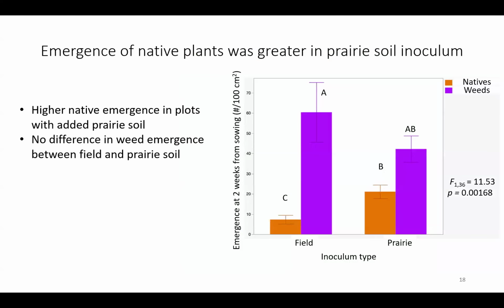And so the first thing that he looked at was emergence, and he looked at both natives and weeds. And so I'm showing you the data from 2 weeks after sowing, field on the left, prairie on the right, and the weeds are in purple and the native plants are in orange. And so if you look at the weeds, you can see that there's no difference in weed emergence between the 2 types of soil, but the natives are emerging at a higher rate in the plots to which we added prairie soil. So that actually doubled emergence at 2 weeks, and that pattern held.